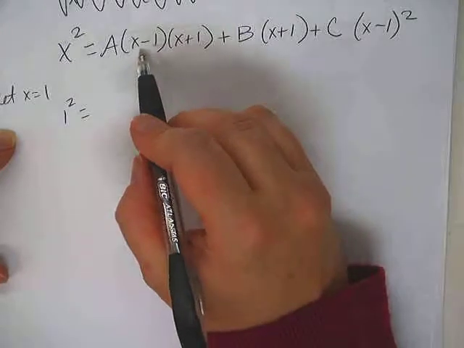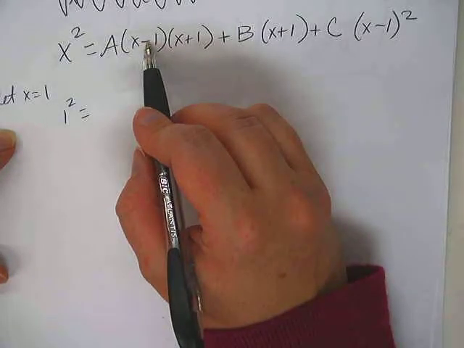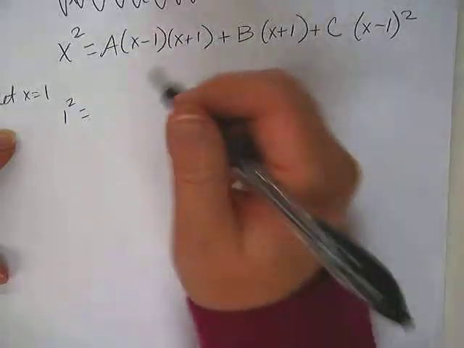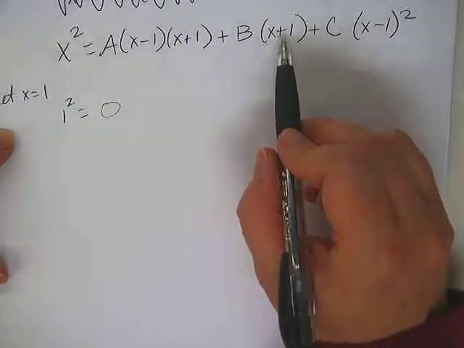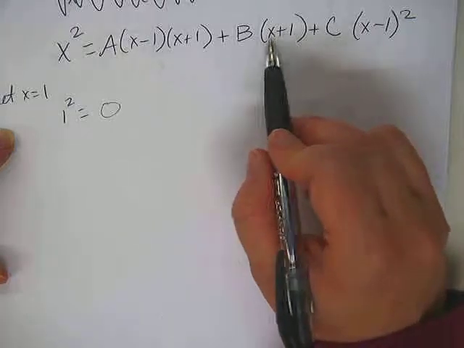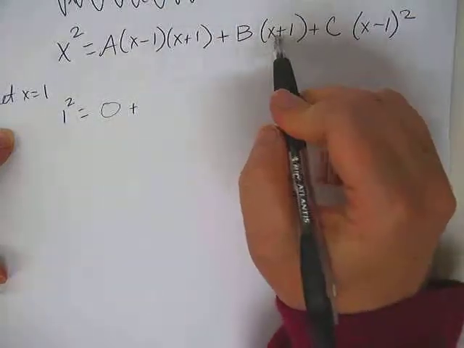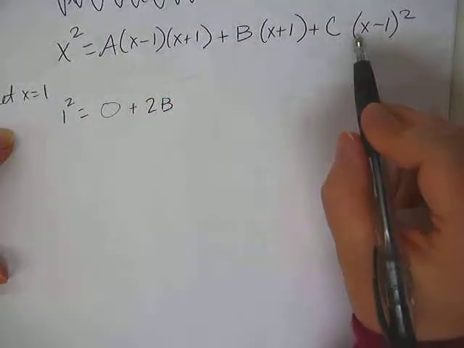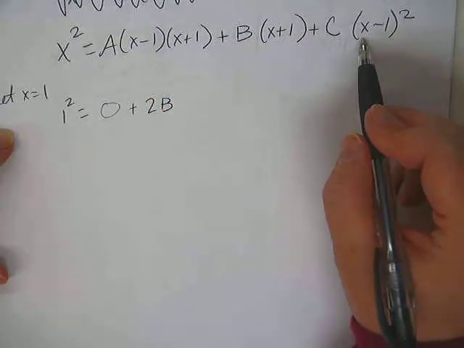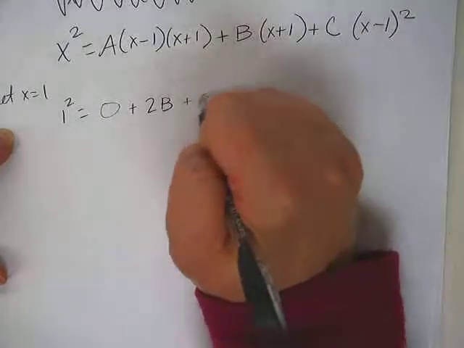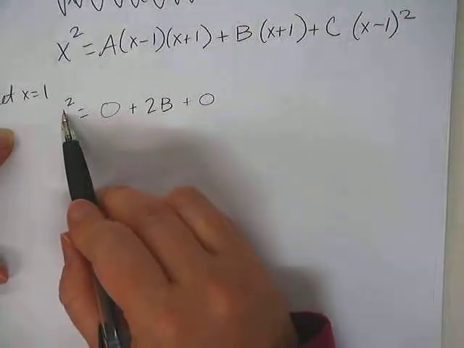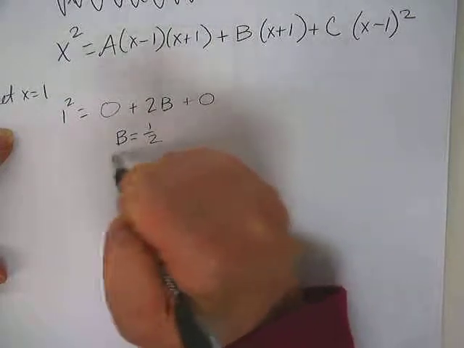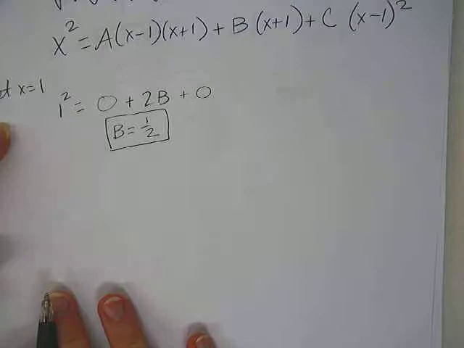So we would have 1 squared equals, what happens if you plug 1 into here? You have a 0 in there, so a times 0 times 2 is just 0. And then you plug the 1 in there. So 1 plus 1 is 2. So 2b, right? And then you plug the 1 in there, and 1 minus 1 is 0. Squared is 0, so that's another 0. So 2b equals 1. So what will b equal? Yep.